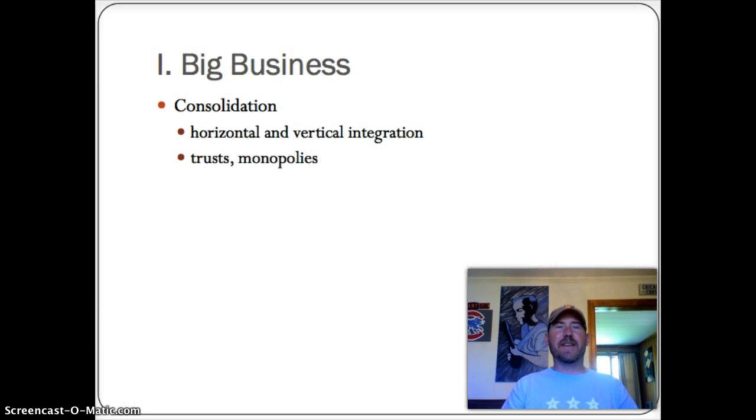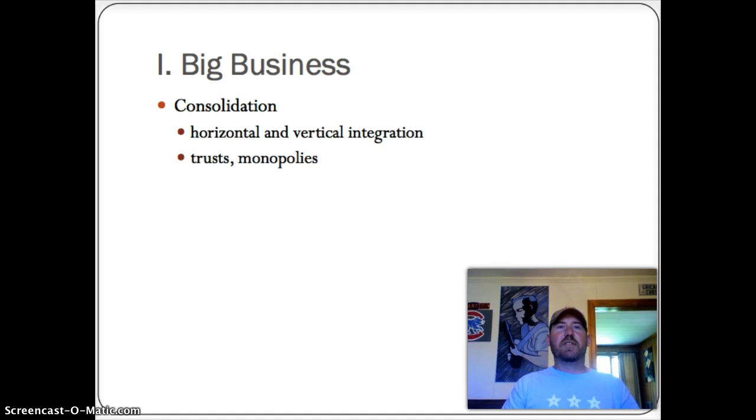One of the main themes of this chapter of industrialism is consolidation. And we're talking about big business. The fact that businesses become larger during this time period than they ever have in American history. And it's all because of this consolidation. And there's a couple of forms of it you need to be aware of. Number one is horizontal integration. And horizontal integration is all about forming kind of monopolies, I guess you could call it.